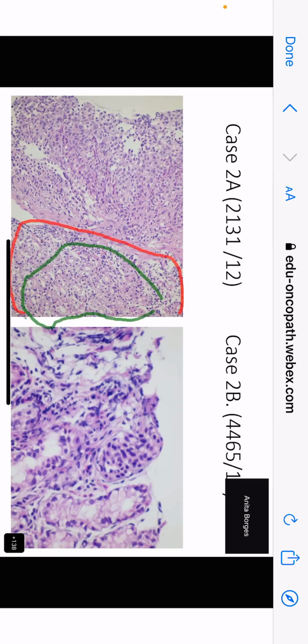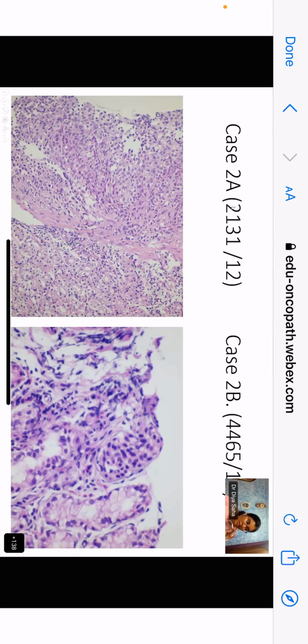Absolutely right. You are seeing the deepest portion of that gastric body mucosa. Then you have the lamina propria, which is going to separate the gastric body mucosa from what? Muscularis mucosae separates the body mucosa from the lamina propria.